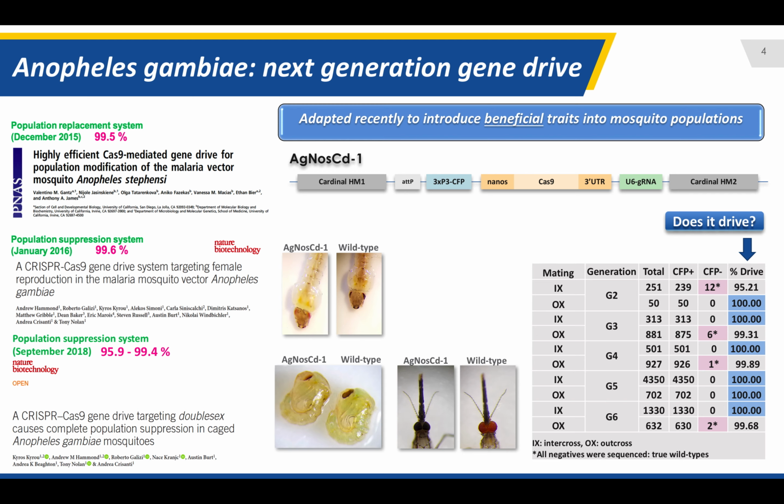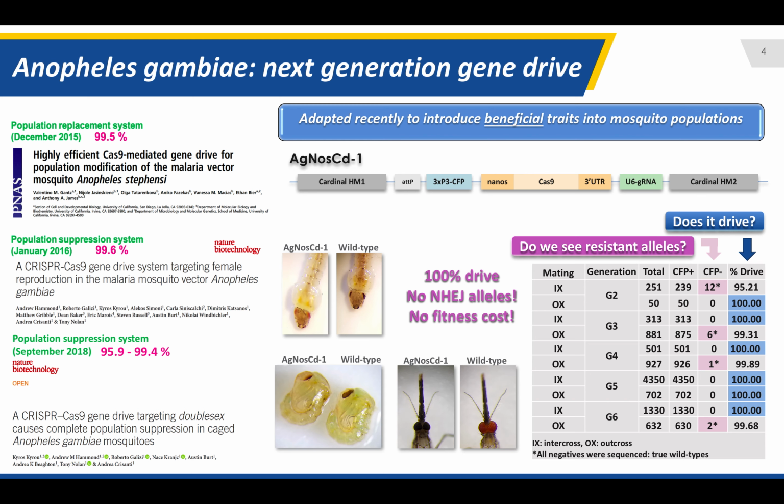And finally, the third question that you might be asking is if we see resistant alleles. No, we don't see resistant alleles. All the negative mosquitoes that we recovered from each generation were sequenced. We analyzed those sequences, and we were able to determine that they are true wild types.